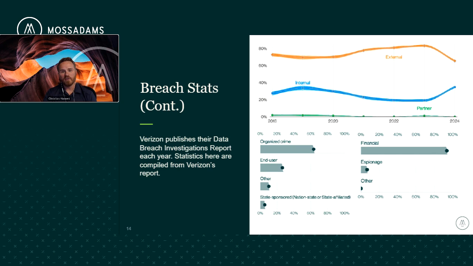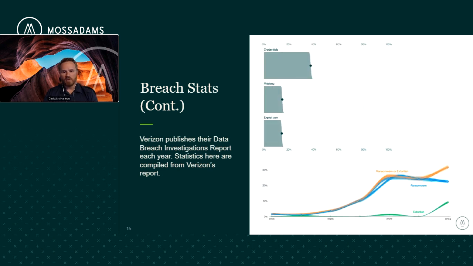So you can see the trends over time. Is it an internal user? It's been up, it's been down. External users, it's been up, it's been down. Partner organizations, so those are going to be like your outsourced IT provider if you have one. Very, very, very little amount of cybercrime is committed by them.